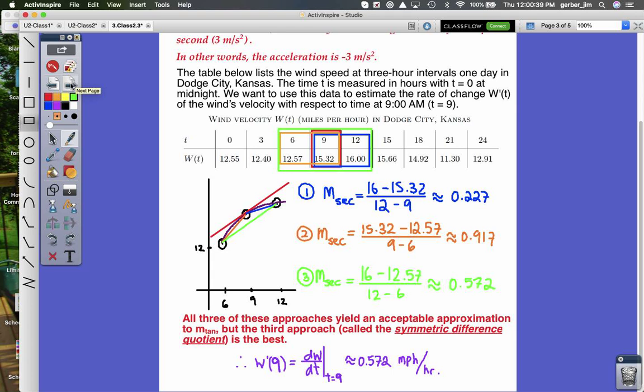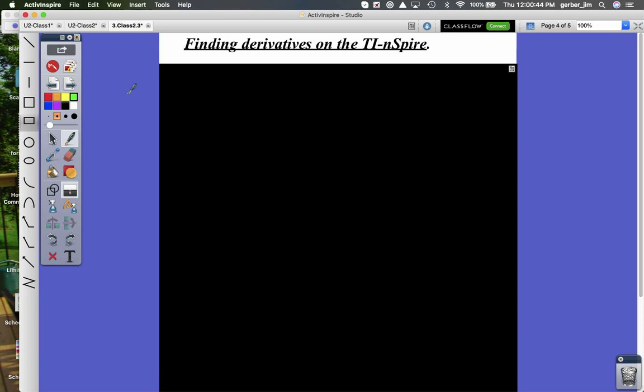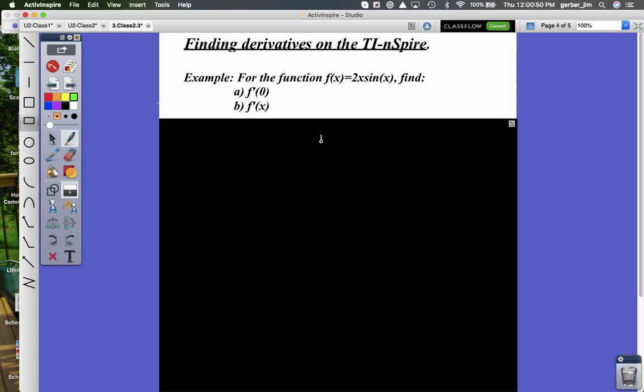The next thing I want to talk about is sort of unrelated to all of this, and that's how do we find derivatives on the TI-Nspire. It turns out that your calculator is very good for this, and I just want to show you how to do it. So let's look at this question. Suppose I've got this function f(x) = 2x sin(x), and I want f'(0) and f'(x). In other words, the derivative of the function and then the derivative at 0.